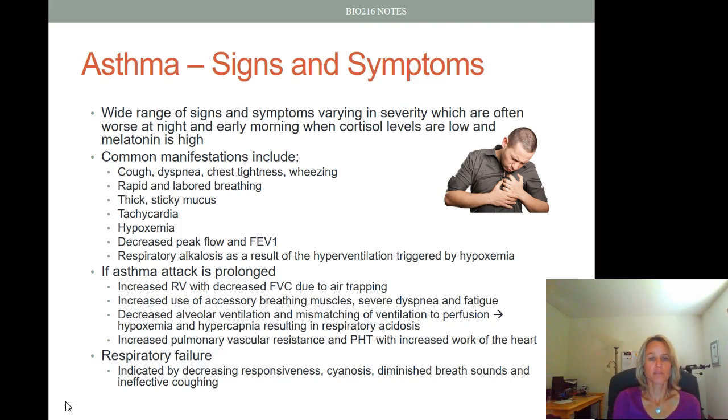Ultimately, if the asthma attack is prolonged, that's going to lead to a decrease in alveolar ventilation. We also are going to have a mismatch of ventilation to perfusion, and this is going to result in hypoxemia and hypercapnia. Originally, in the early signs, we had hyperventilation that led to hypocapnia and respiratory alkalosis. But if the asthma attack is prolonged, then we get hypoxemia with hypercapnia, and this leads to respiratory acidosis.